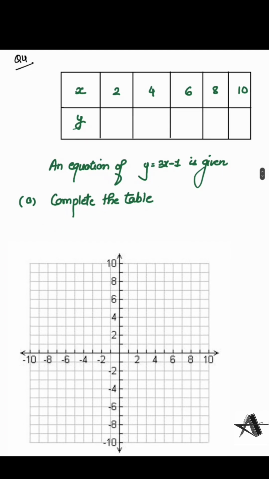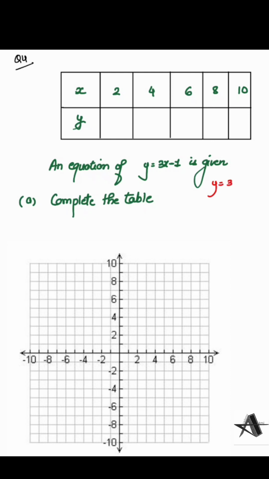Moving on to the next question. Question 4 says that an equation of a line, y equals 3x minus 1, is given. Complete the table. They have already given us the value of x. We need to calculate the value of y after substituting in this equation, so let me write down the equation that is given.